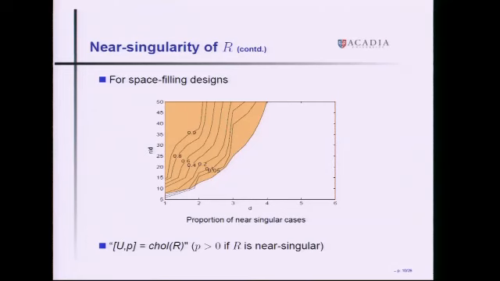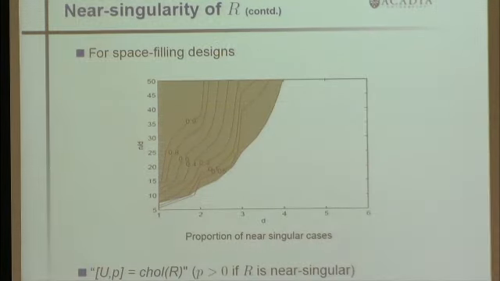We tried to get a feel about how often we run into near singularity in real life, well, with simulated data in my case. What I did here is for space filling designs, I generated a whole bunch of designs using Latin hypercube. On one axis we have n over d, and on the other we have d. D is the input dimension. For example, this corner here is 6-dimensional space and 300 points. Similarly, this point here is 2-dimensional space with 20 points, and so on.